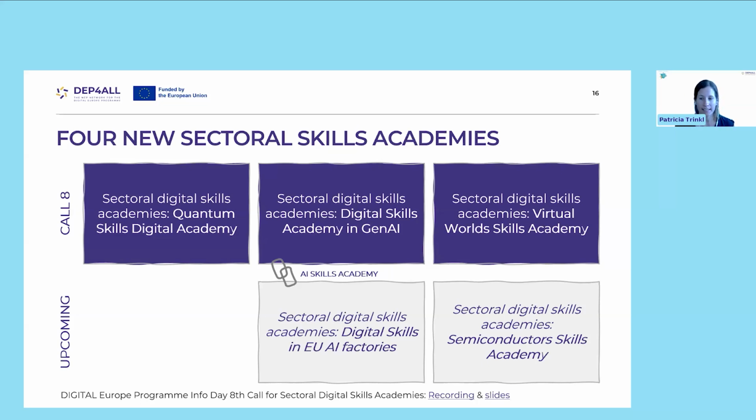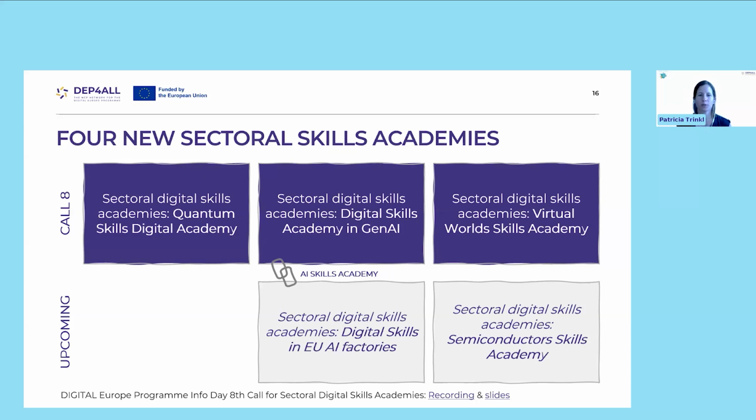On the AI Skills Academy, this one, talking about the whole package. So this one will, in the end, act as a one-stop shop for a range of activities supporting or developing educational and training schemes in the 2 main focus areas. So the first one, this one now, which is called in the call 8 now, is skills for the uptake and deployment of AI, and in particular, generative AI in the key economic sectors. We will come to that later.